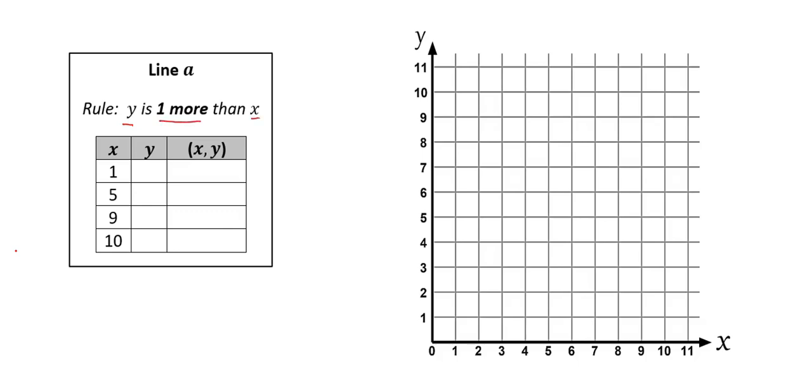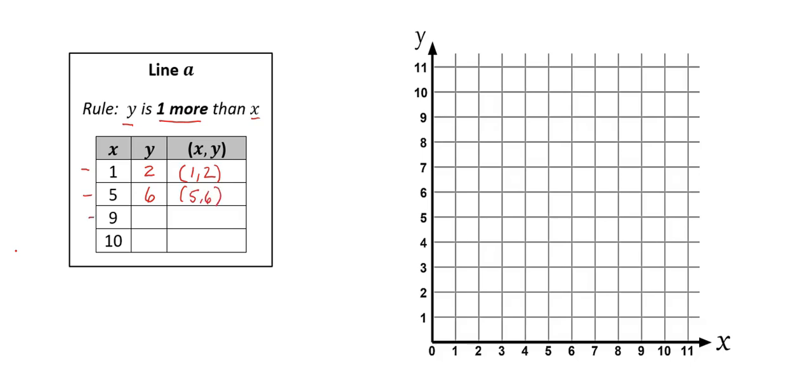You can see for the first point, the x-coordinate is 1. That means that y will be 2 because the y is going to be 1 more than the x. So the ordered pair would be 1, 2. The next point has an x-coordinate of 5. So y would be 6, and the coordinate pair would be 5, 6.